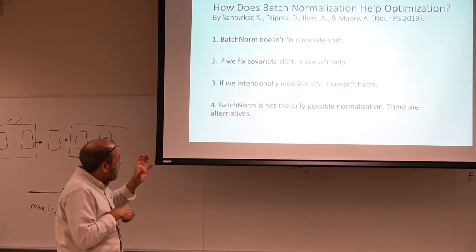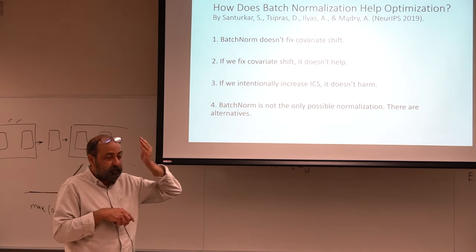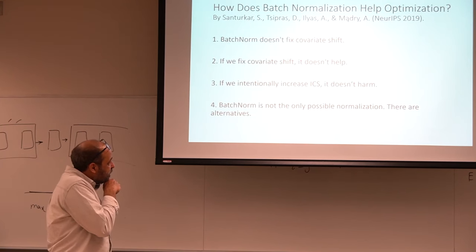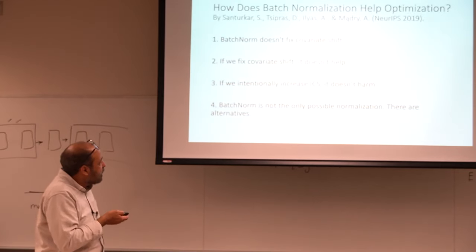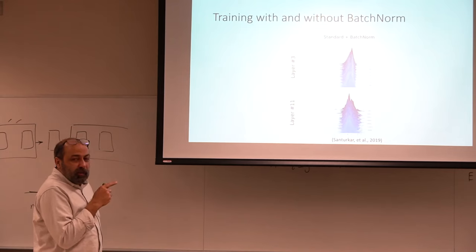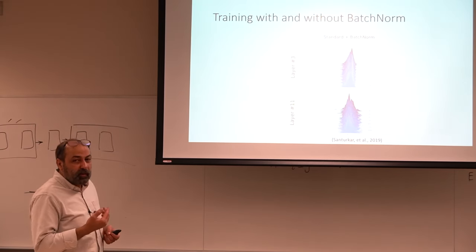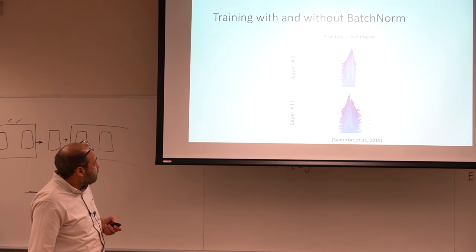And eventually the last part of the paper shows that batch norm is not the only way to normalize a network, and you can do it in other ways as well. The paper is quite mathematical, has many mathematical proofs. I don't go through those mathematical proofs, but I just show the experiments and the intuition behind it.